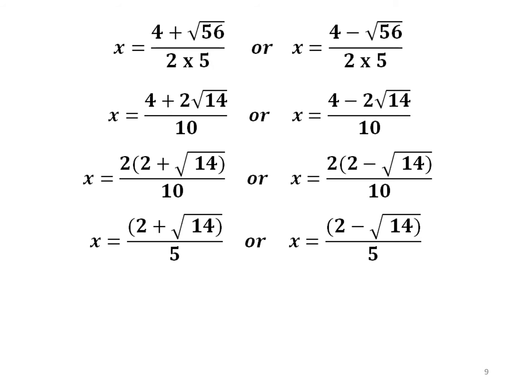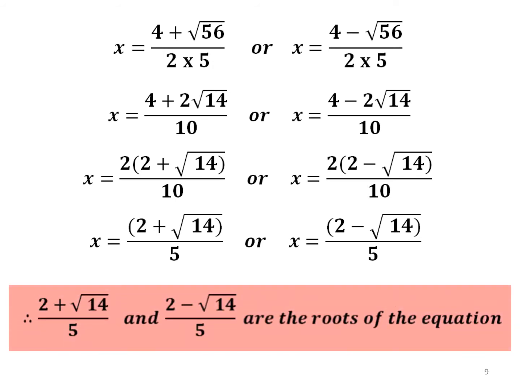Further simplification cannot be done, so we will leave the answer as it is. So the final answer is 2 plus root 14 upon 5 and 2 minus root 14 upon 5 are the roots of the equation.